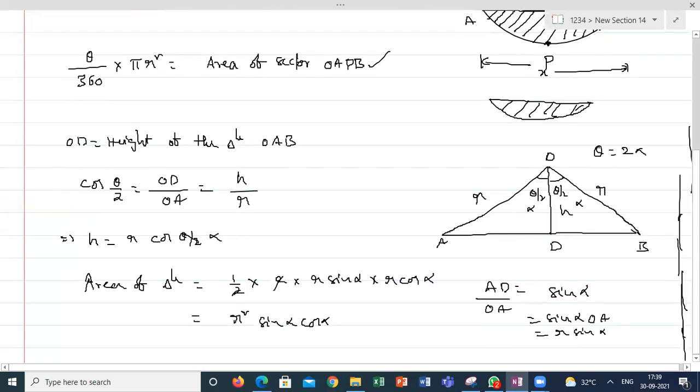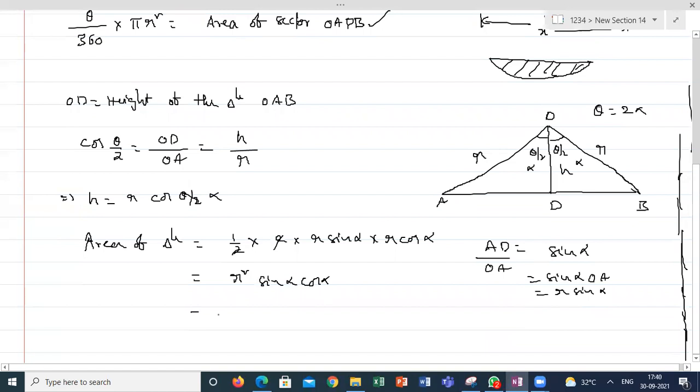This is how we can use this right formula for MCQs. That is R square into sine theta by 2 cos theta by 2, where theta is the angle of the sector.